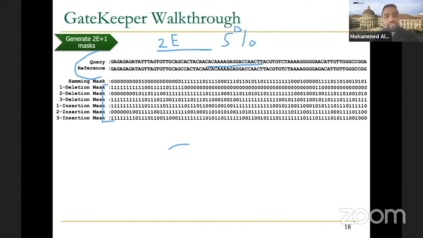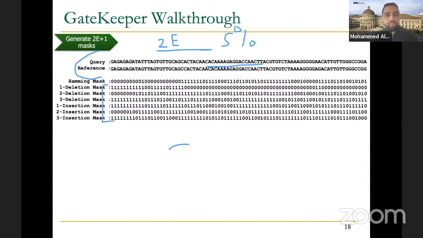Now the two deletion mask, we shift the query by 2 steps to the right, again, because this is to cancel the effect of deletion. And then we do the XOR with the reference. For the 3 deletion mask, we shift the query by 3 steps to the right, and then we compare it to the reference using XOR.